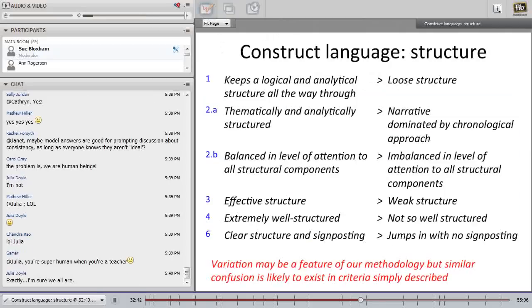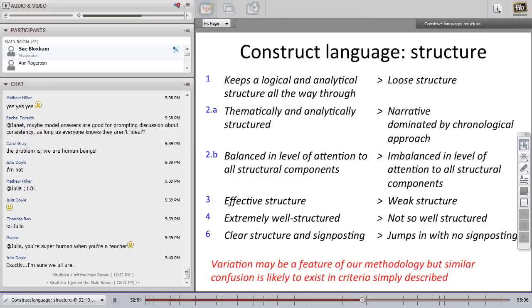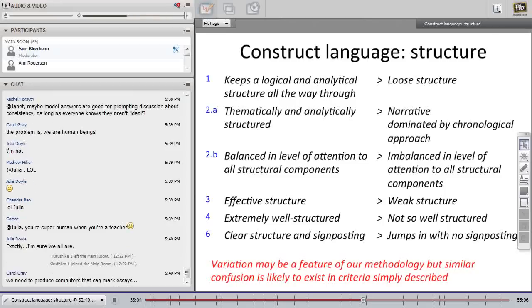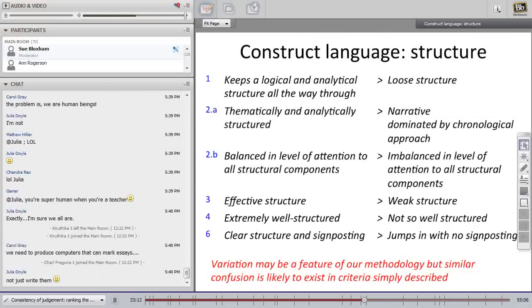If I go to the next slide, we can look at the different ways people talked about structure: logical, analytical, thematic structure, balanced in level of attention, effective structure, extremely well structured, clear structure. We might put the structure of an assignment in the assessment criteria, but in practice it might mask several sub-criteria about the nature of the structure. So the complexity of criteria themselves might well be masked by the way we write them, and hidden from view to both ourselves and to students.